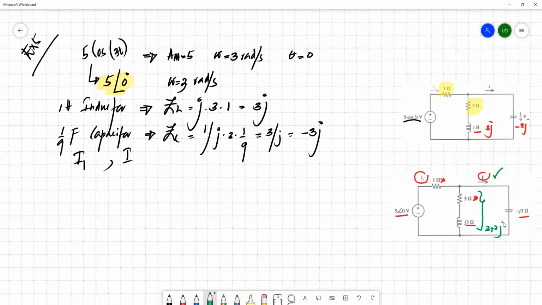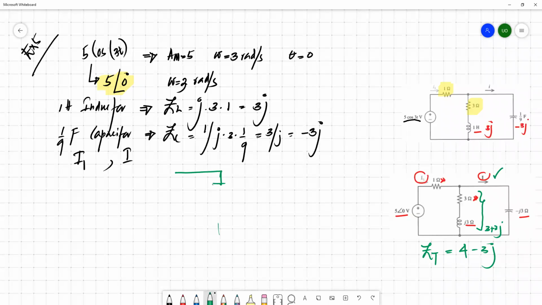So this 3 plus 3J is parallel with minus 3J. So you can just consider the equivalent with the parallel combination. So that parallel combination is in series with 1 ohm. So then you can simply evaluate the ultimate impedance. So according to the slides, it's like Z total equals 4 minus 3J. Okay, so then this is basically simplified to this form. I will put this.